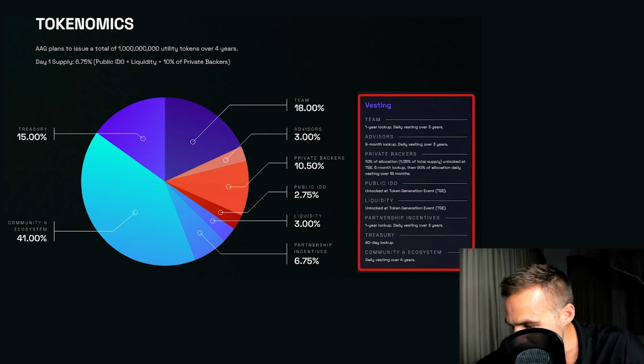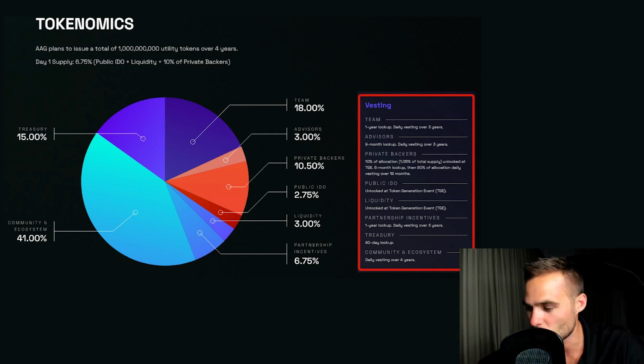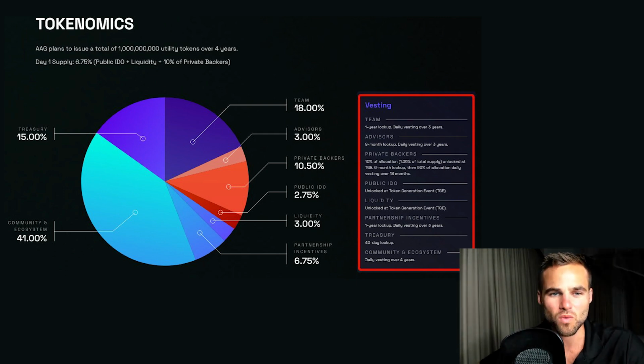For private backers in this scenario, you can see that 10% was allocated to private investors. And it looks like it's unlocked at the token generation event, which is basically when it goes public. There's a 6-month lockup and then 90% of the allocation is released over the course of 18 months. Okay, so these are the things that you want to know.